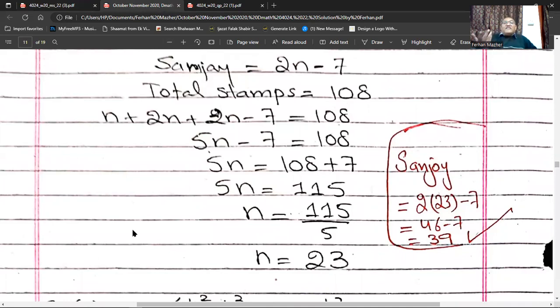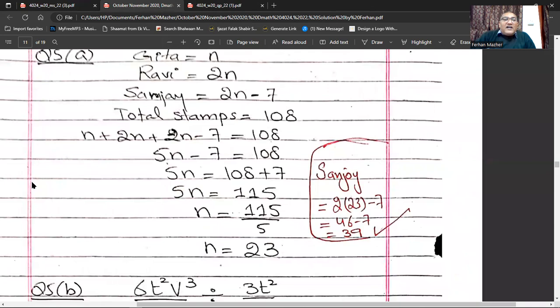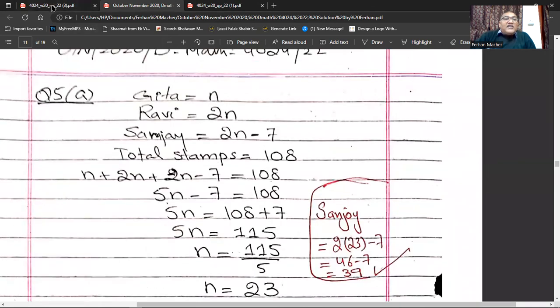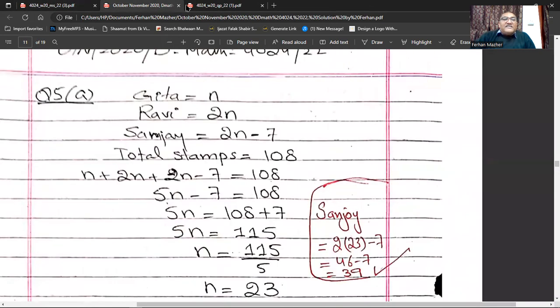Their question was at the end, how many stamps Sanjay has. Sanjay has 2n minus 7, and the n value is 23. So 2 into 23 minus 7, 46 minus 7, that will be 39. So Sanjay will have 39 stamps. 39 stamps is the right answer, sir.